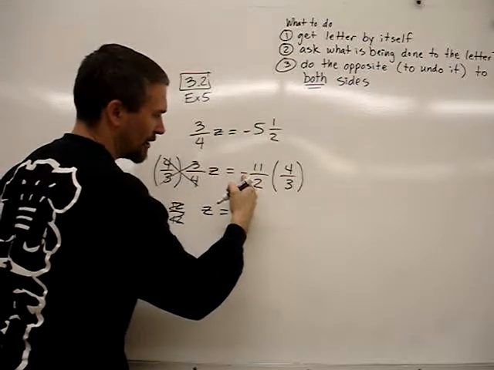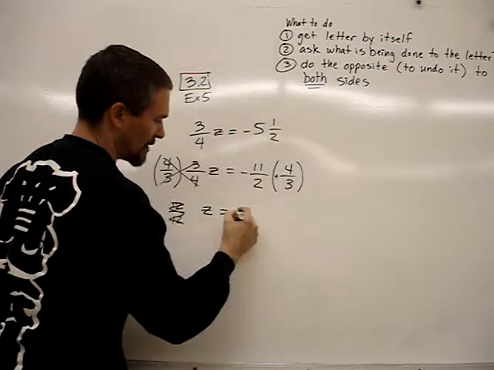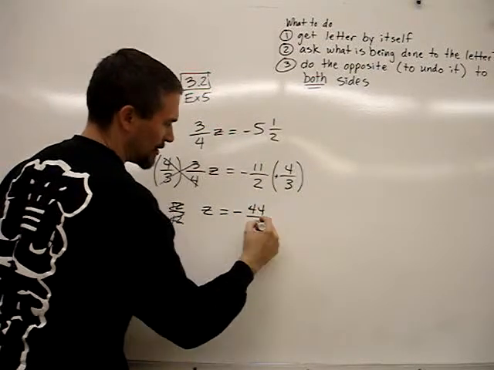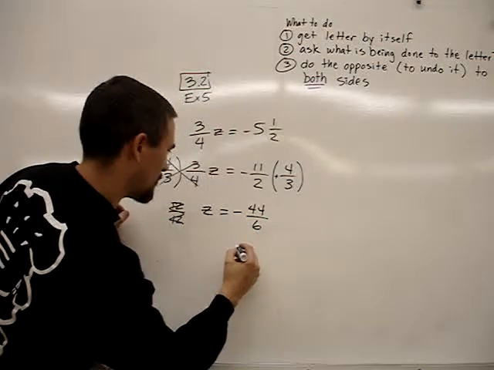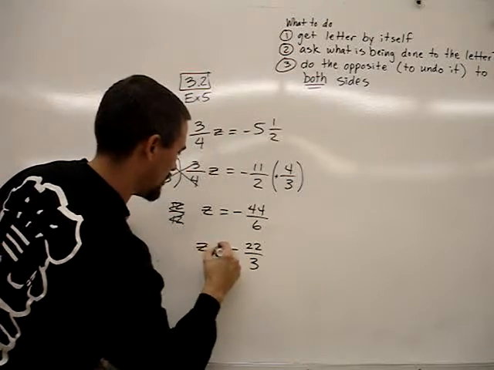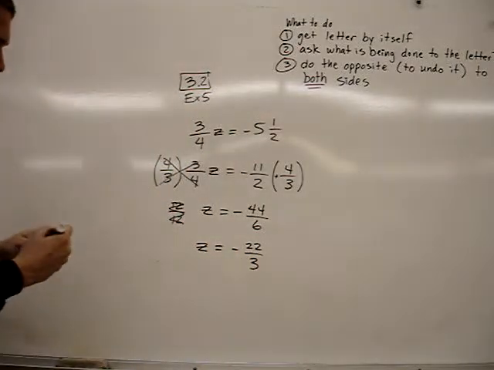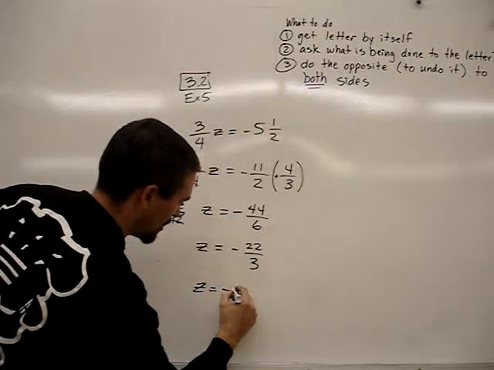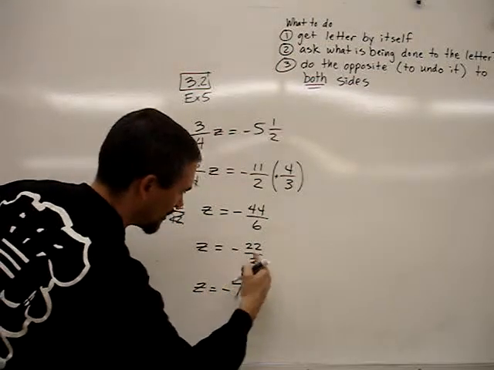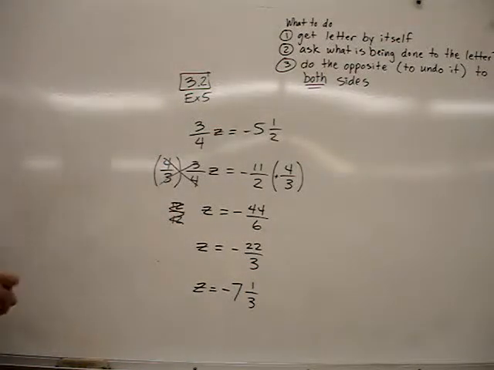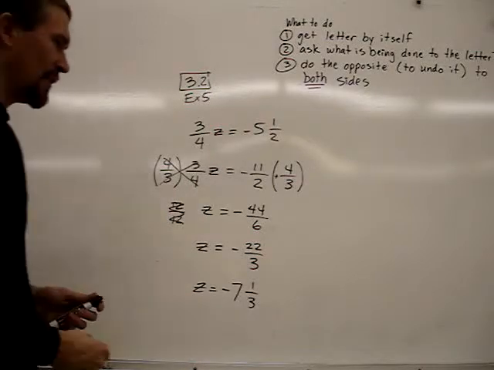And then we have here, negative times a positive is a negative. 11 times 4 is 44 over 6. So that would be what, 22/3? z is equal to 22/3. 3 goes into 22 7 times. And keep the sign out there, -7, and 1 left over, so -7 1/3. And that's how I would like to see this worked out.